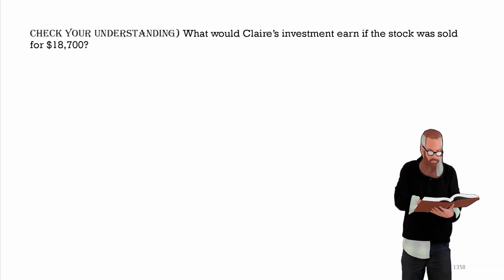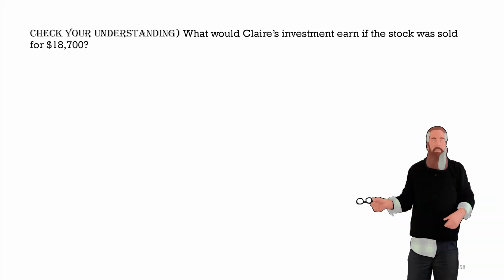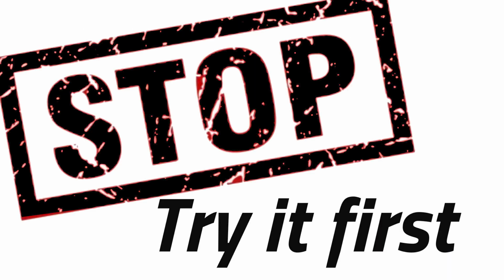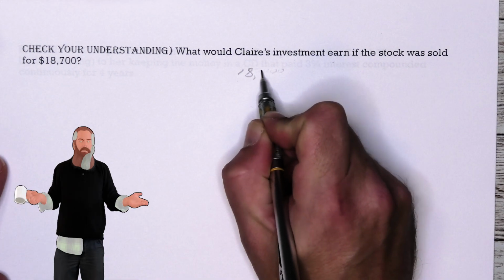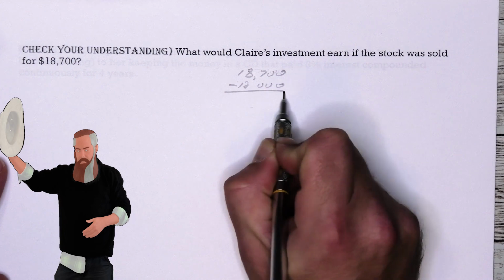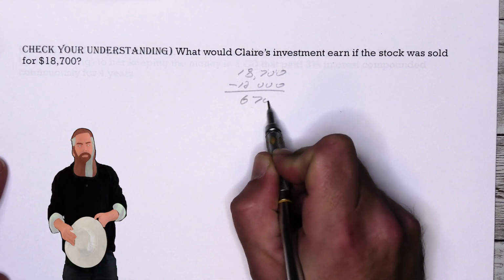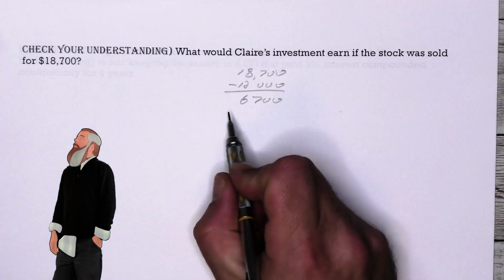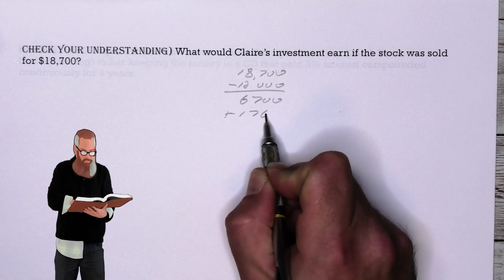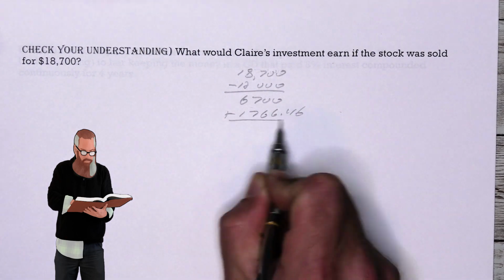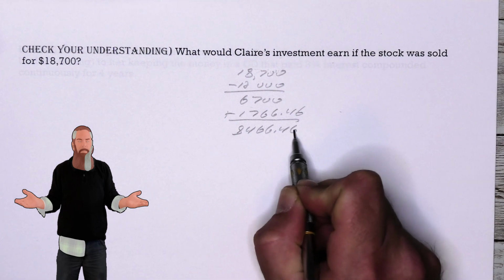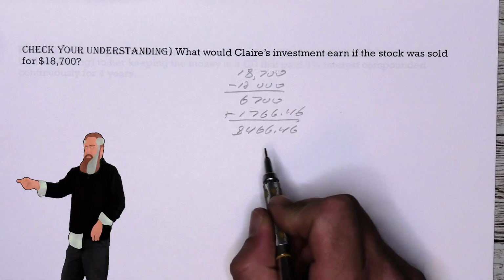Let's check your understanding by seeing what Claire's investment would earn if the stock sold for $18,700. Well, if she sells it for $18,700 and she purchased it for $12,000, she would make $6,700 on the sale. Add to that the dividend that she received in total of $1,766.40, and she has $8,466.40 in profit, or roughly $8,500.